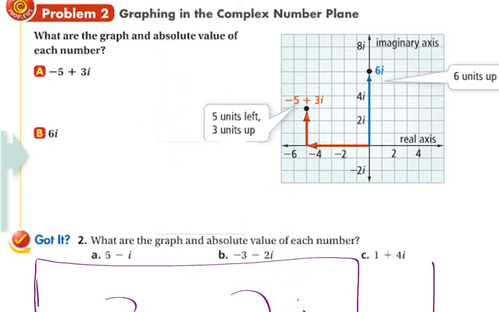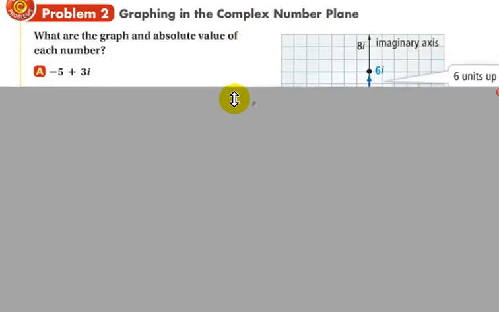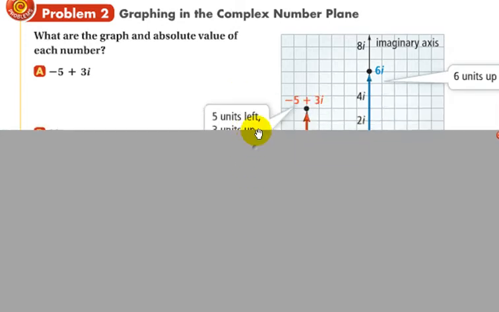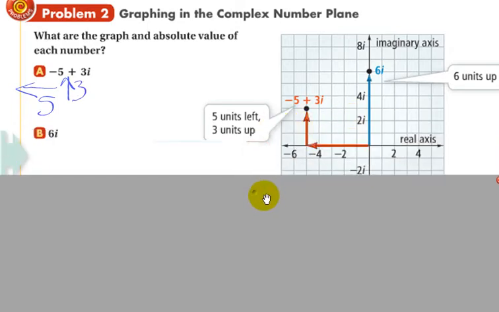So for the first one, it says, what are the graph and absolute value of each number? And the first one is -5 plus 3i. So that means we're going to go 5 units to the left because it's -5, and then 3 units up. So let's do that. And they did both of these problems on one graph, so there's 2. This one's in red, so go back 5 and up 3 and plot the number. There it is right there. And they've noted it, -5 plus 3i.